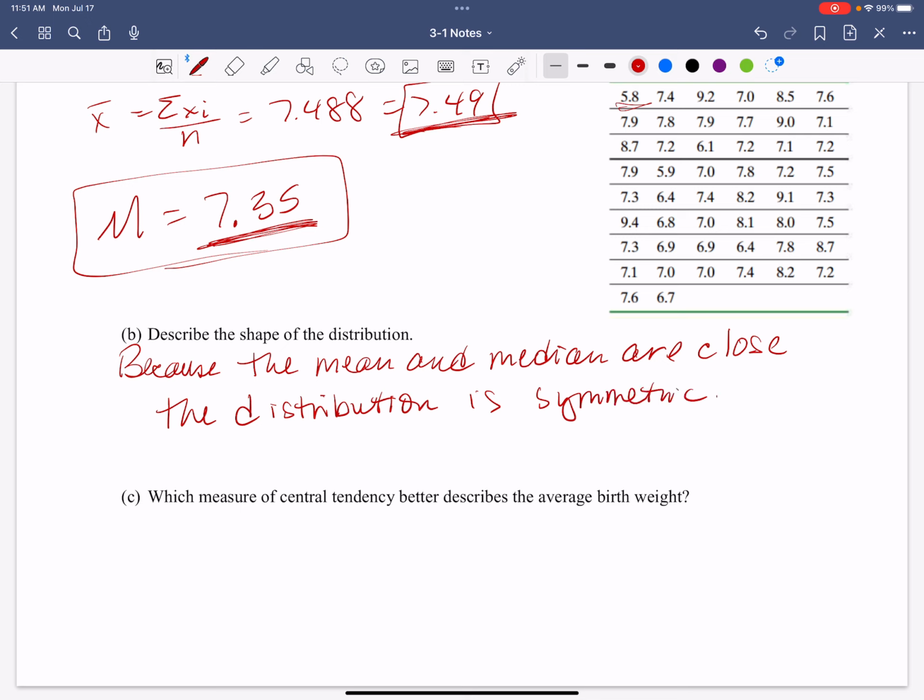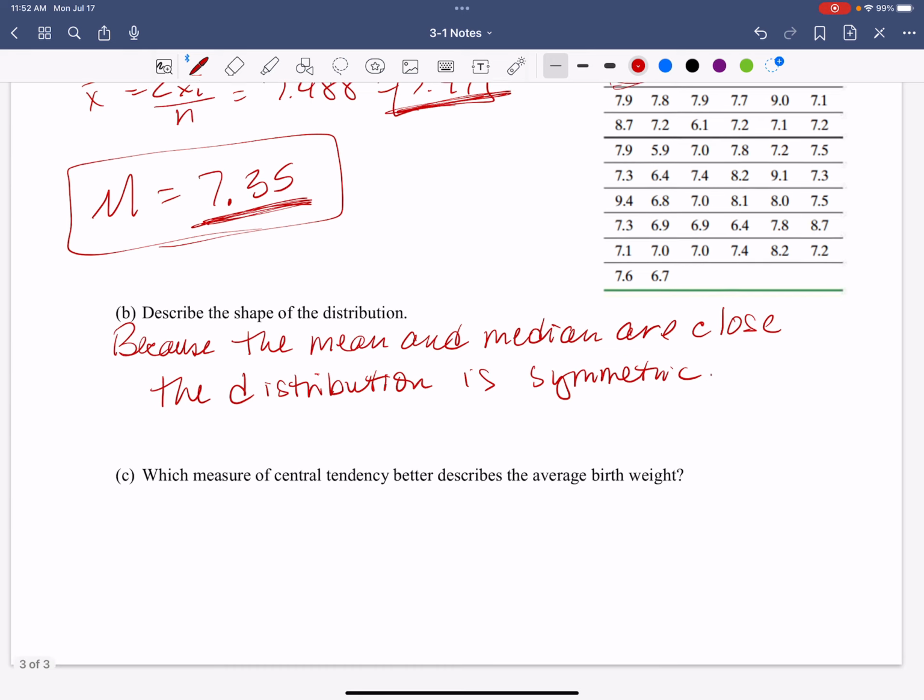All right. Which measure of central tendency better describes the average birth weight? Okay, yeah, so they're super close, right? So it's kind of a toss-up at that point because I'm not skewed one way or the other. If I'm skewed, then median is always the best way to go because it's closer to the majority of my data. But if I'm looking at this, then we go with the mean.